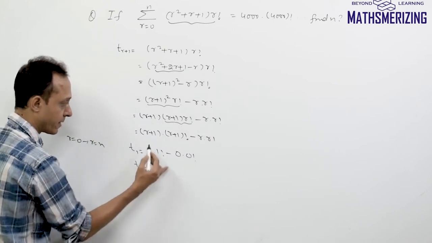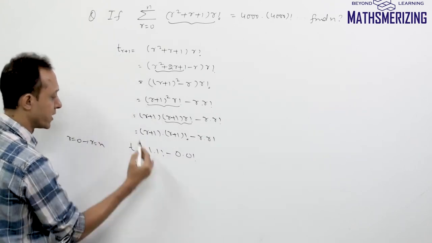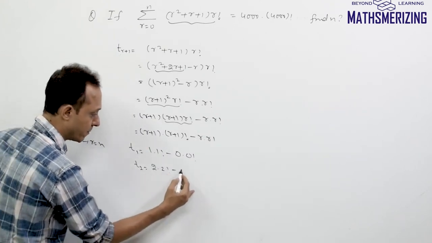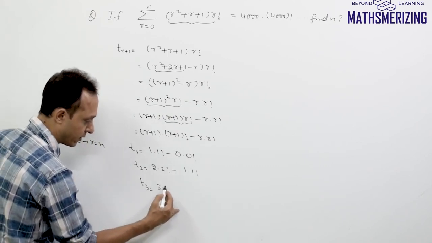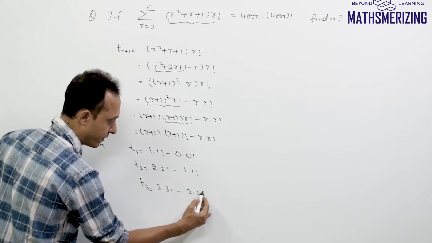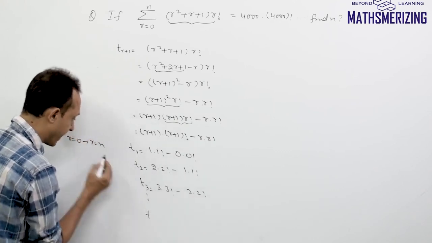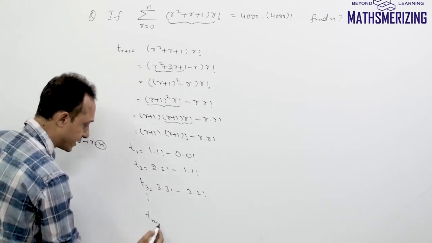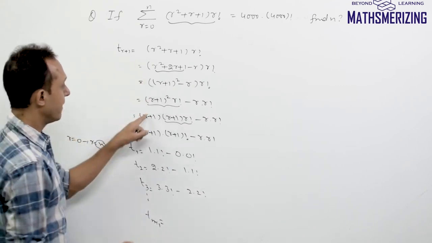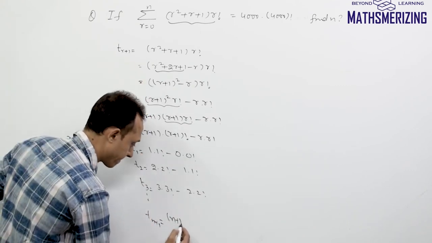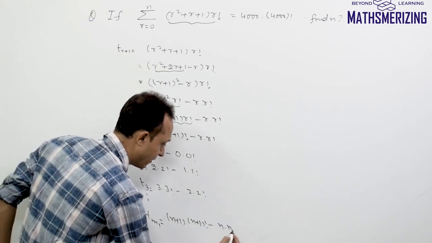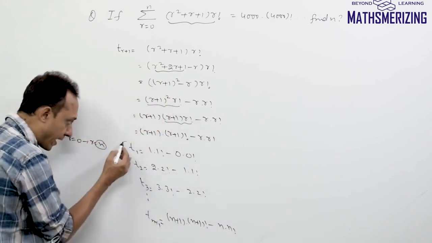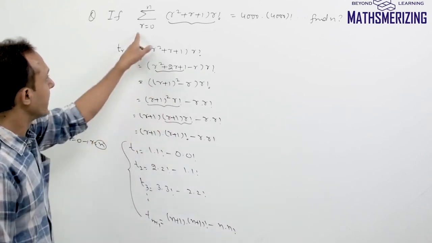So for the second term I'll put r as 1, so it will be 2 into factorial 2 minus 1 into factorial 1. Third term will be 3 into factorial 3 minus 2 into factorial 2, and so on, and finally I'll put the value of r as n. So this is Tn plus 1, so it will be n plus 1 into factorial n plus 1 minus n into factorial n.